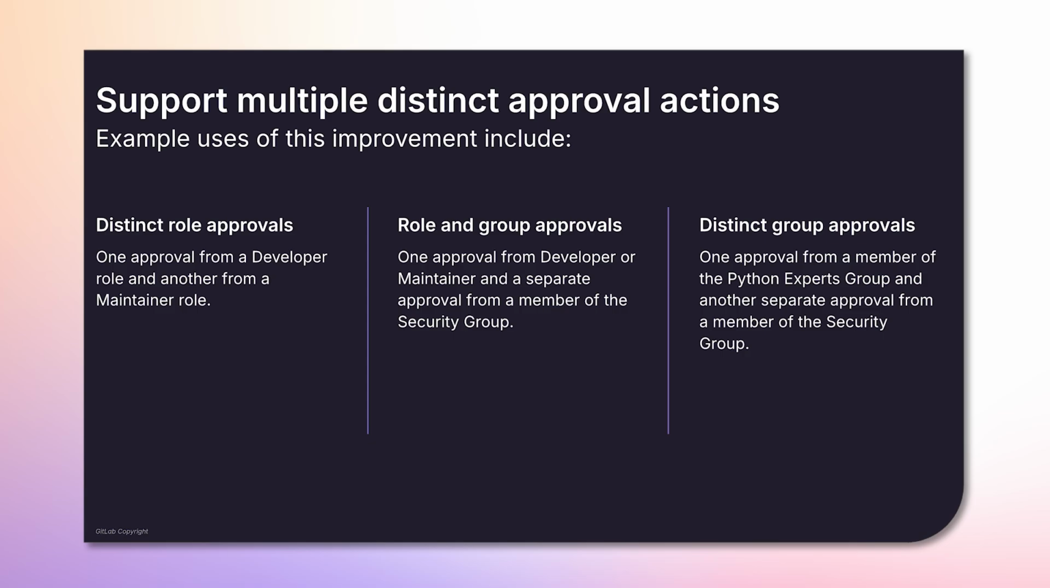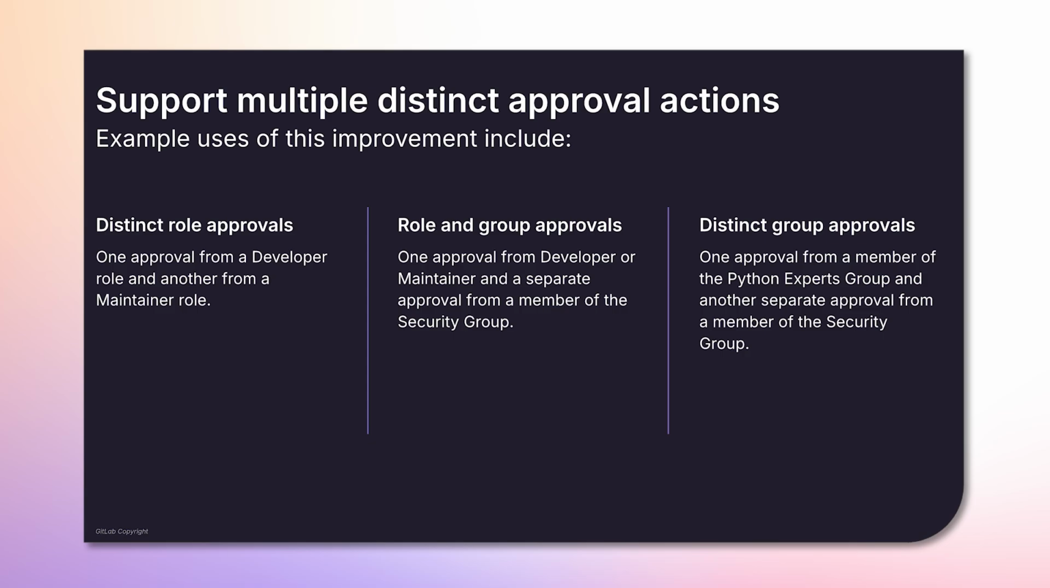Some examples include distinct role approvals, such as one approval from a developer and another from the maintainer role, and role and group approvals, such as one approval from a developer or maintainer and a separate approval from a member of the security group, as well as distinct group approvals, such as one approval from a member of the Python experts group and another separate approval from a member of the security group. Note that multiple of these approvals can be mixed and matched.